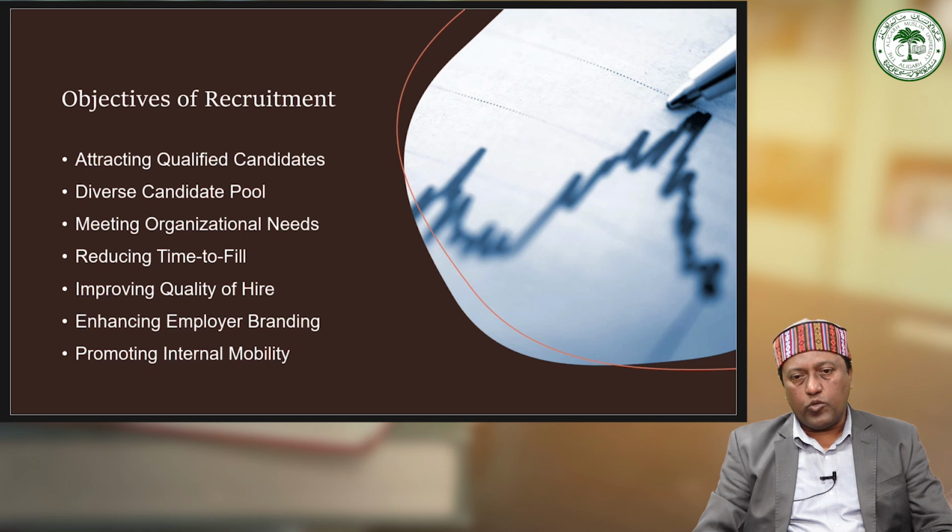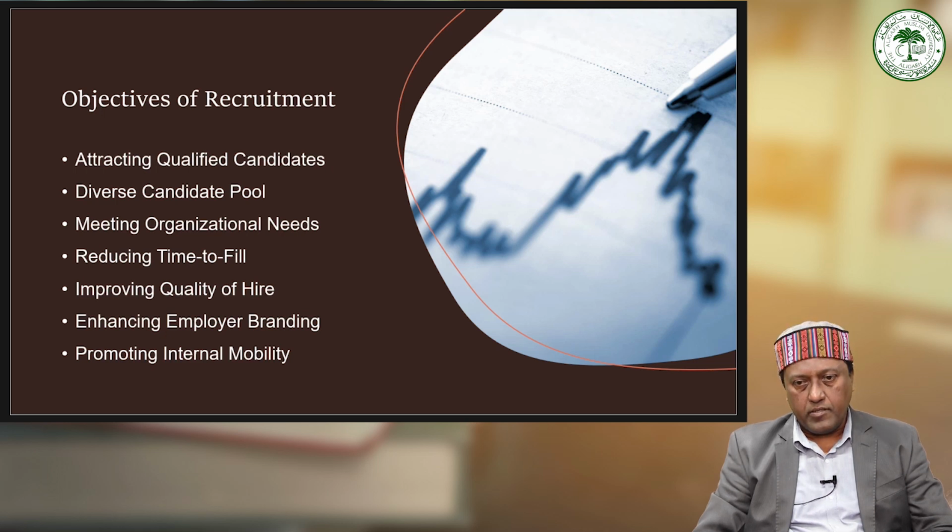Then, another important objective is reducing time to fill. One of the objectives of the recruitment is to minimize the time it takes to fill job vacancies within the organization. By streamlining recruitment processes, utilizing efficient sourcing methods, and implementing effective screening and selection techniques, organizations can reduce time to fill metrics and minimize disruptions to productivity. If everything is done within a calculated time, it will not affect your organization.